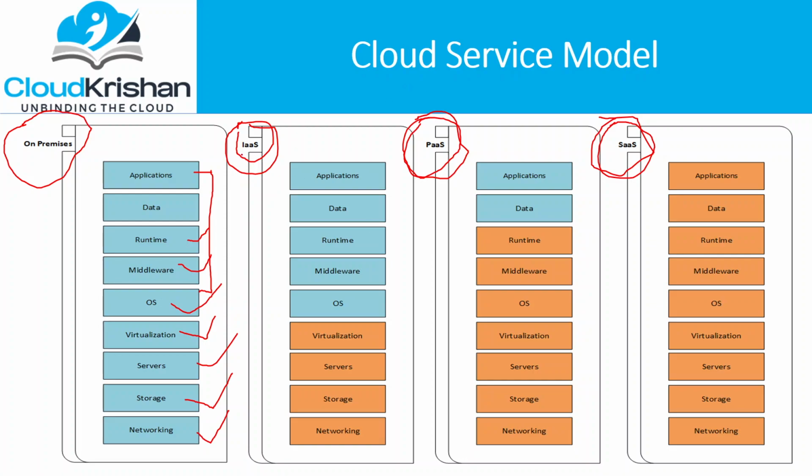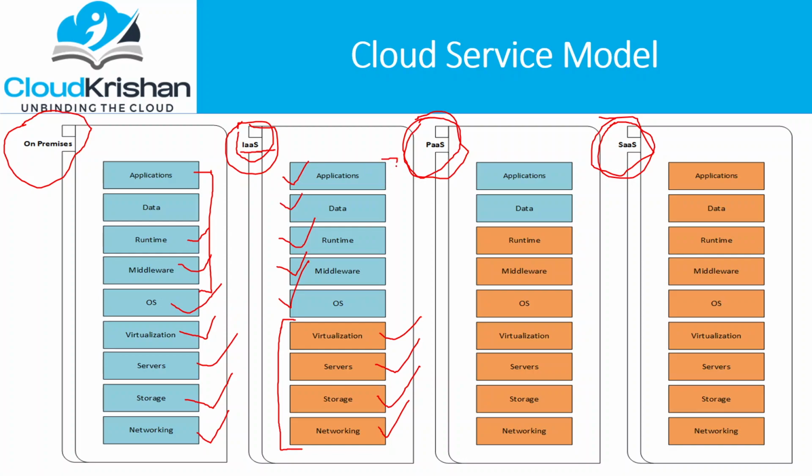First, IaaS, infrastructure as a service. As you understand by the name, infrastructure means you use cloud just as an infrastructure. And what comes on the infrastructure? You use Azure networking, Azure storage, Azure servers, and virtualization. These are the four things which are managed by Azure. For the rest of the things, you install your operating system, you use middleware, you maintain the runtimes, you maintain your data, and you install your own software.